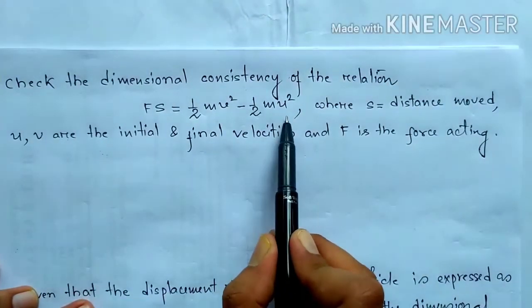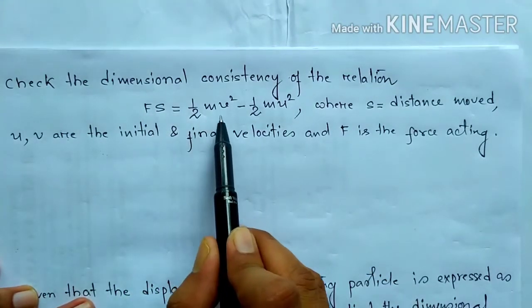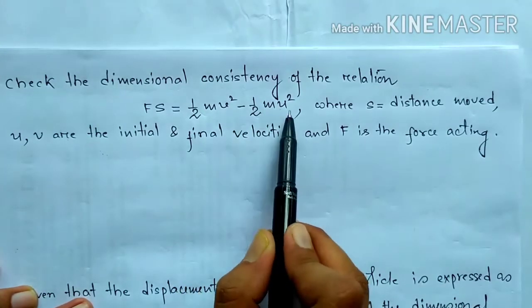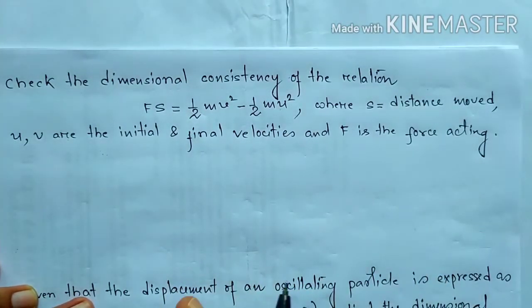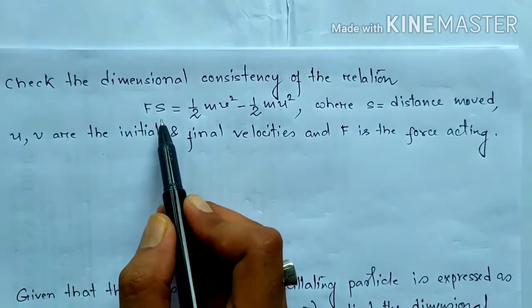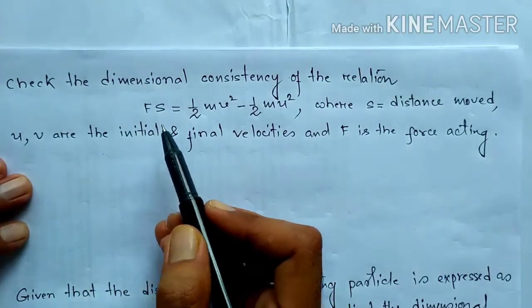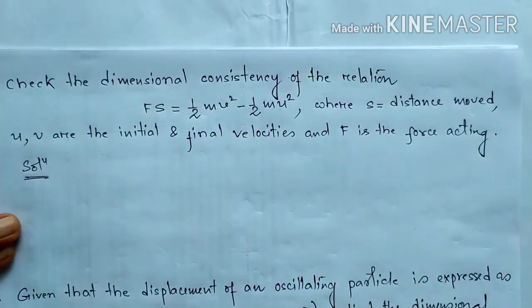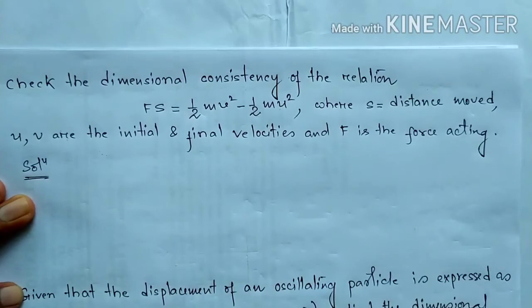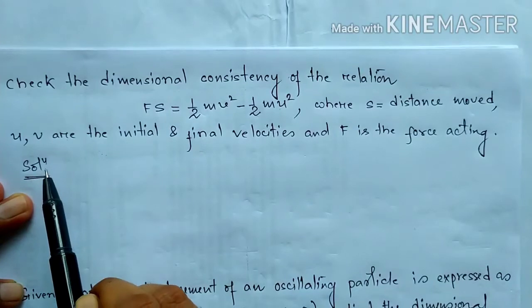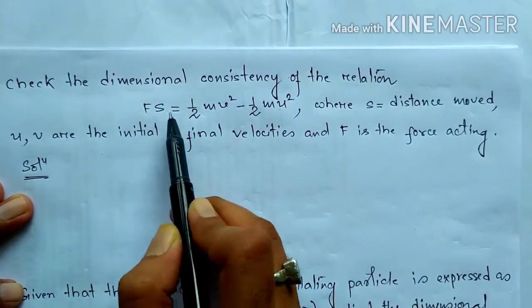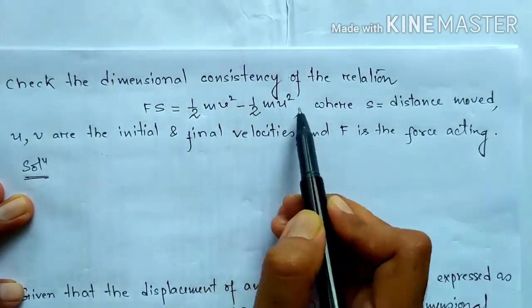So which relation have I been supplied? Fs equals half m v square minus half m u square, where m represents mass, v and u represent velocities, be it final or initial, dimensionally they are the same. F represents the force and s represents the distance. So let us see. I write its solution. Now again, everything has to be dealt with the help of the principle of homogeneity. If it's a correct equation, then the dimension of Fs has to be equal to the dimension of half m v square, which has to be equal to the dimension of half m u square.